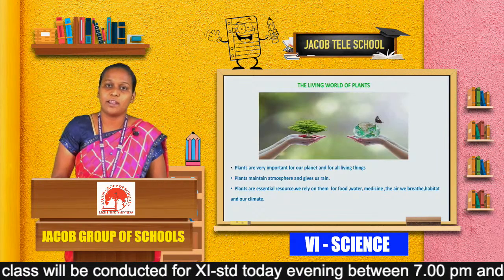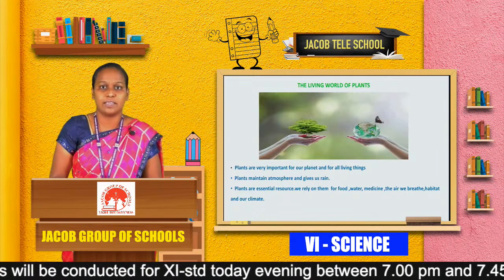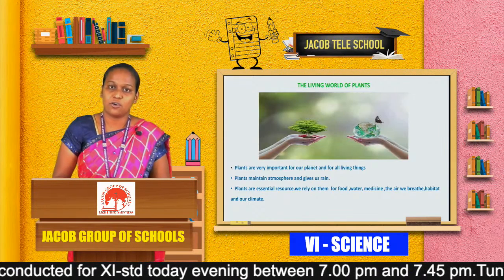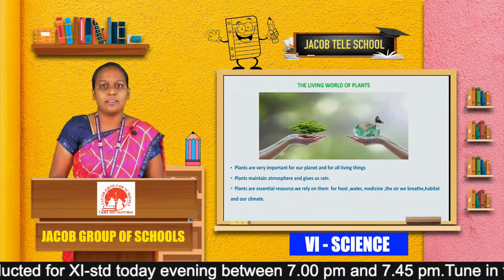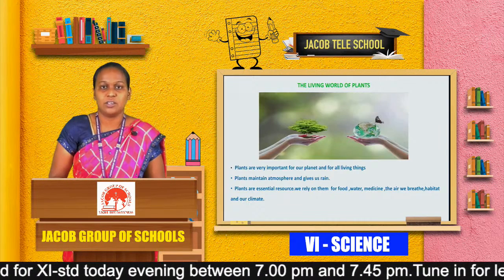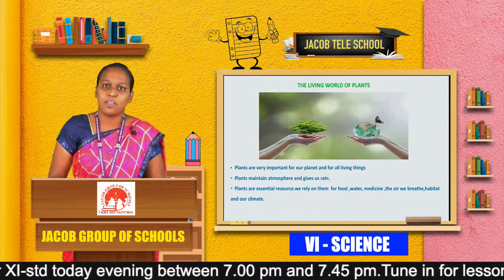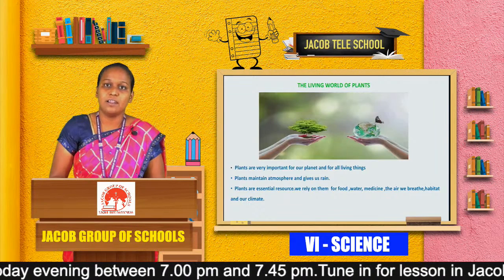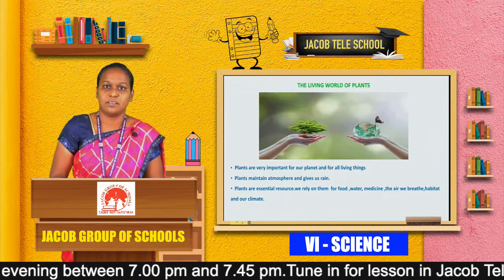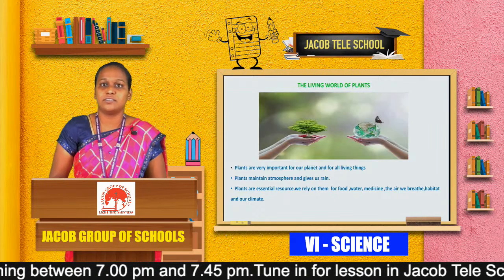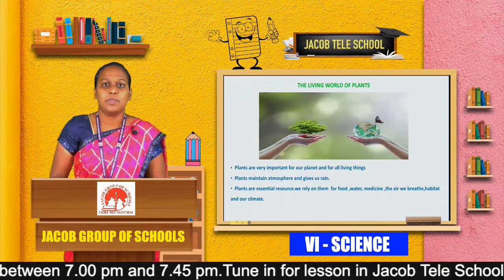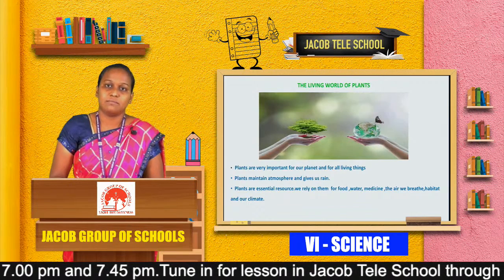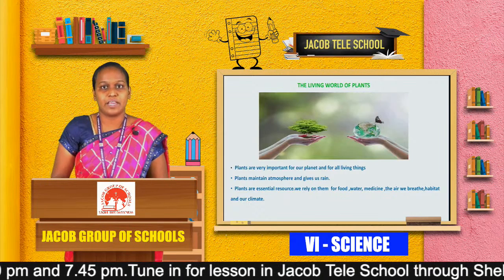In the atmosphere, there are many gases, including carbon dioxide. So what will the plant do? The plant will take the carbon dioxide from the atmosphere and release oxygen to us. So the excess carbon dioxide in the atmosphere is compensated by the oxygen released by the plants. And next, it gives us rain. How? Because plants help in the water cycle, and we get the rain.